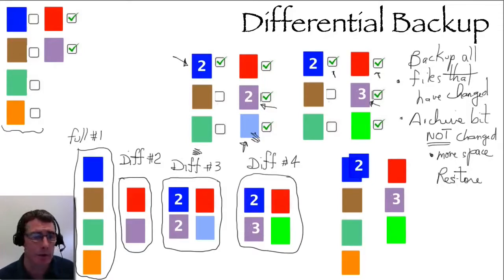Whenever I'm restoring, I go back to the last full backup. So I need to restore the full backup, which I've done here, here, here, and here. And then I only need to go to the last differential. I don't need to process all the differentials in between. So the restore is fast. So I now put the blue 2 version of the blue file. So that overwrites here. I have the purple 3, the lime green, and the red.